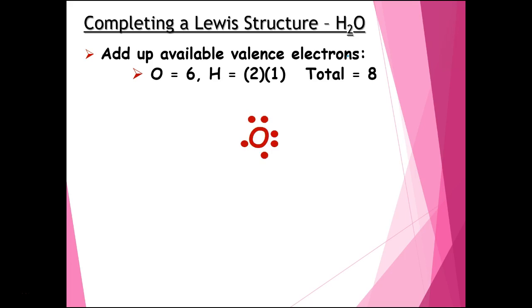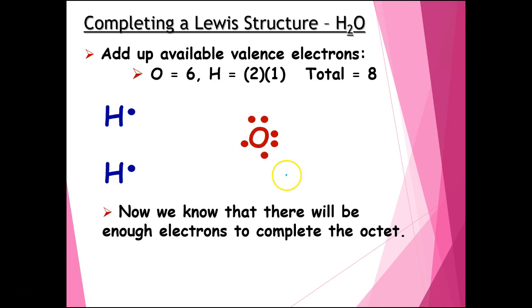So when we start putting things together, we start to see, oh, hang on, there are some empty spaces right here in O. So maybe I can put them there. Okay, so we know that there will be enough electrons to complete an octet because there are 8. If you have fewer than 8, you've got a problem because you don't have enough electrons to complete an octet.